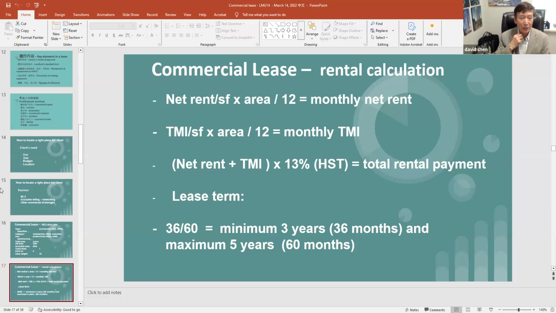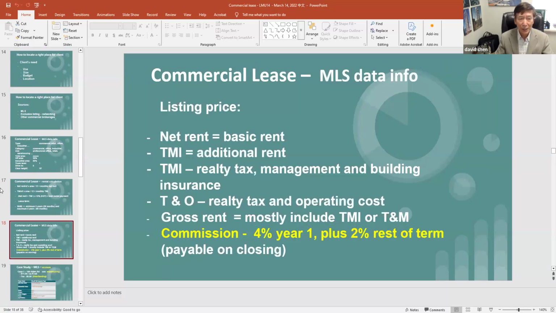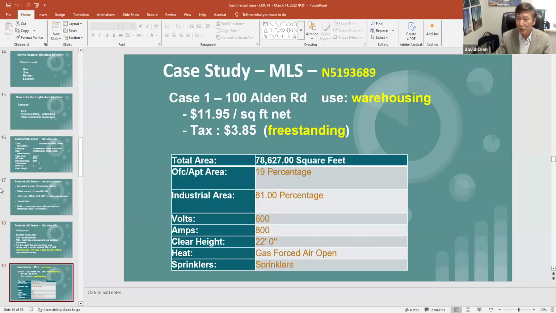And also, when you do the web form of Skyslope and create a transaction, all the forms will be there. If you're a listing agent, you will know what forms are required. If you're a buyer or tenant agent, you also need to see all the files. So here, the MLS data I said already, what net rent, TMI, whatever. So I will go quickly through that one.